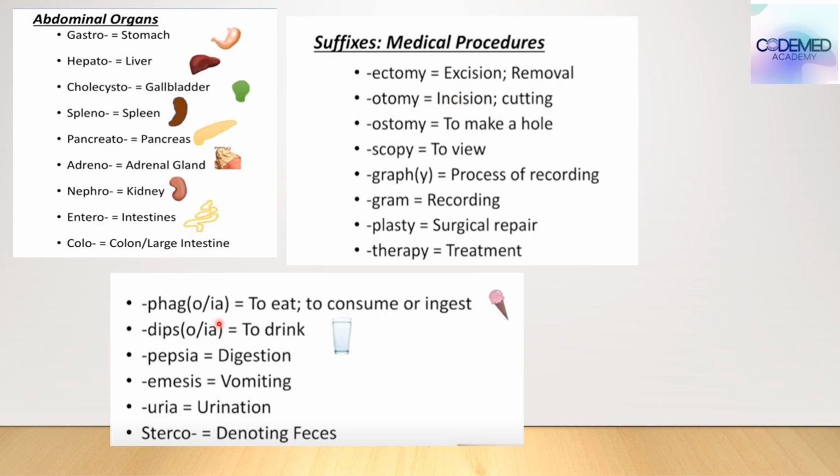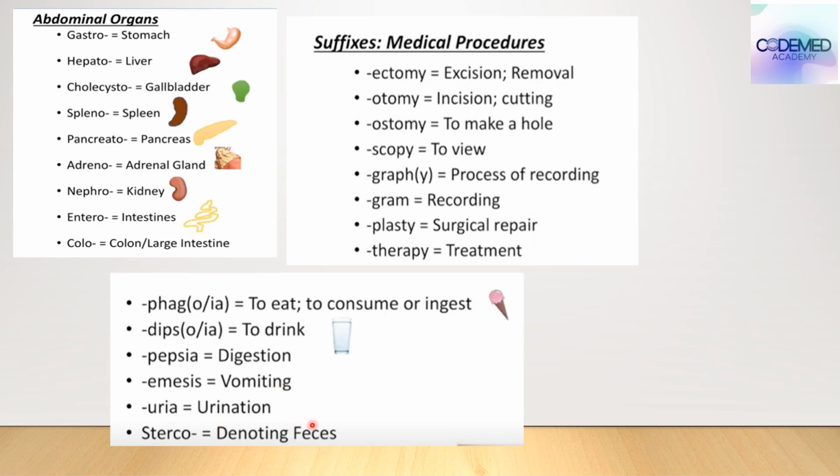And then we have the word phago or phagia, to eat, to consume. Then dipso or dipsia means to drink. So we have the word polydipsia, and that is the characteristic symptom of the patient who has diabetes, because in them there is an increased thirst, and that is called polydipsia. Pepsia is digestion, so dyspepsia is difficulty in digestion. Emesis is vomiting. So we use the word hematemesis, that is the presence of blood in the vomiting.